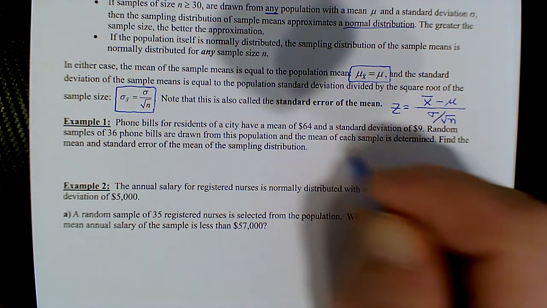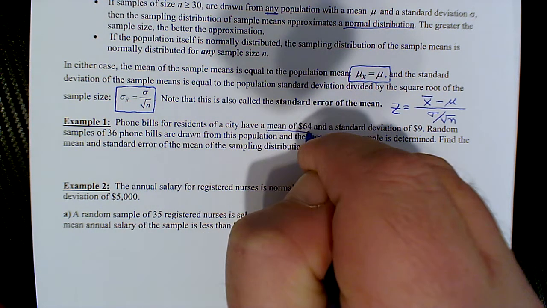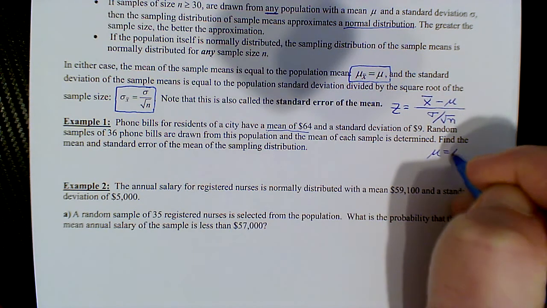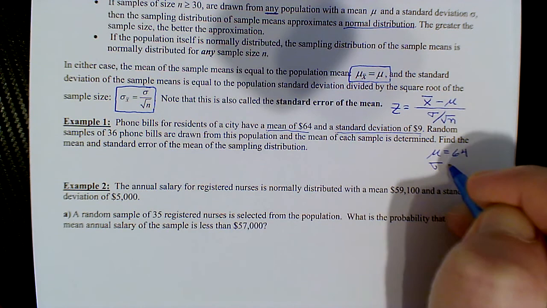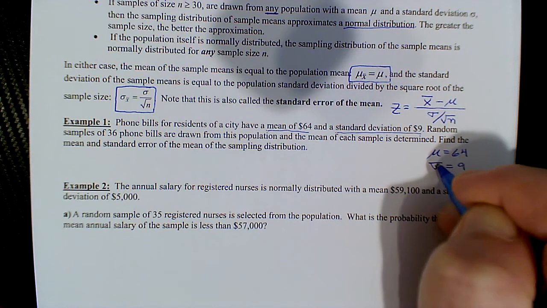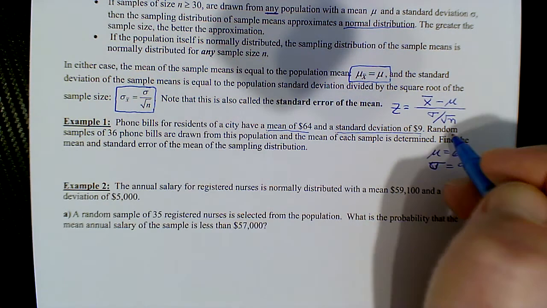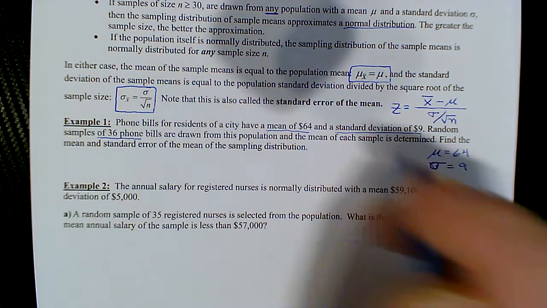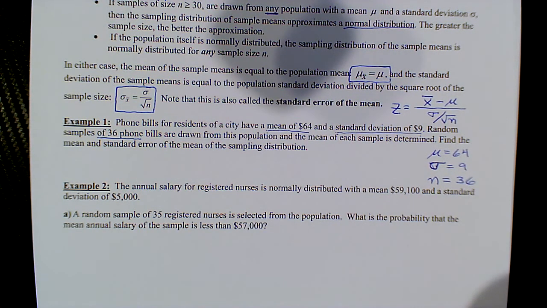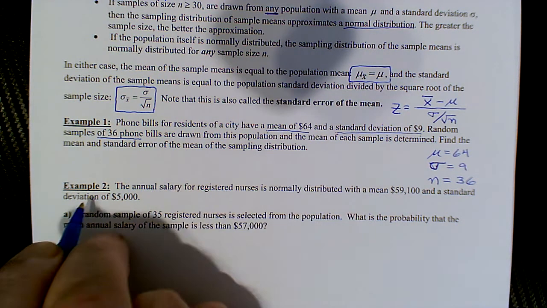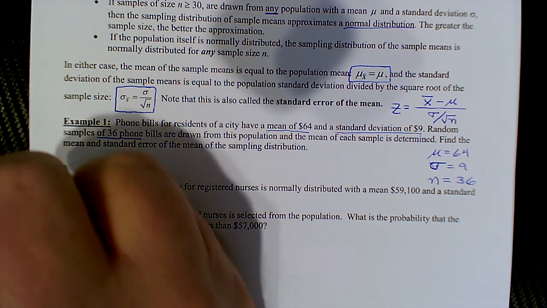We're given here that the city has a mean, the phone bills have a mean of 64, so assume that's a population mean, 64. Similarly, the standard deviation is 9. Population standard deviation, sigma, would be 9. And it tells us we're going to get a random sample of 36 phone bills. So that's the value of n. Our sample size is 36. And they want us to find the mean and the standard error of the mean of this sampling distribution.